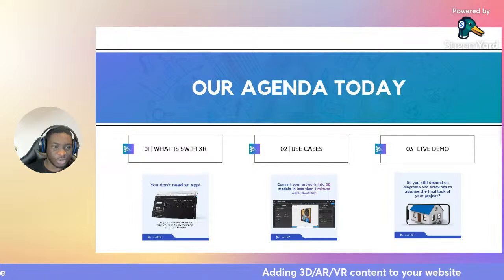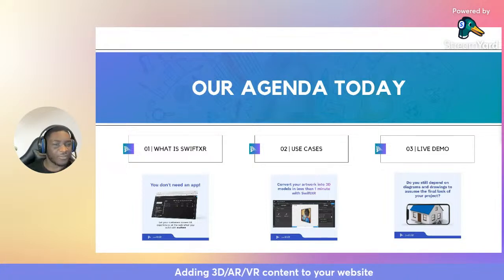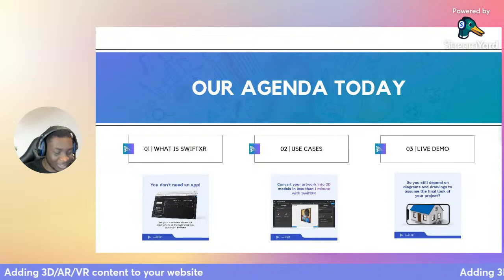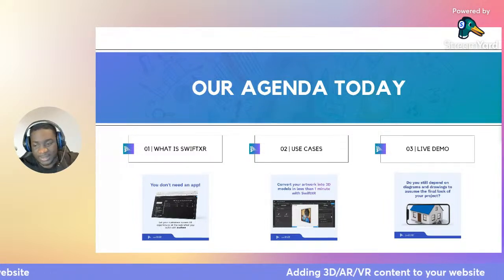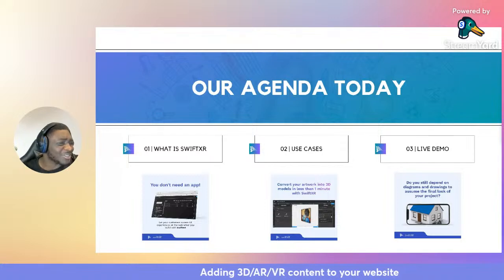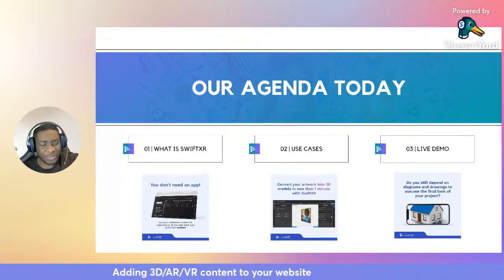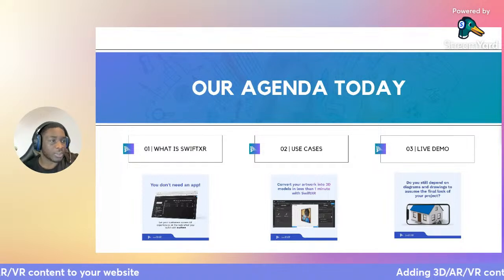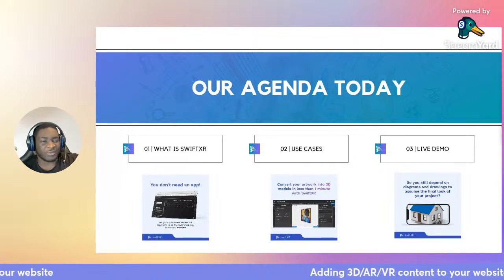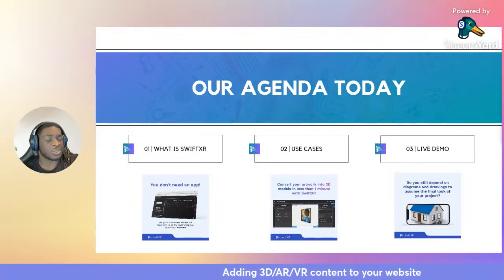So, a quick introduction for those of us who do not know what AR, VR, or even 3D is. 3D is basically a way to visualize objects in three dimensions, I would say. So think of ways to view things in three dimensions on your computer screen, right? Everything is handled mostly by 3D technology, right?